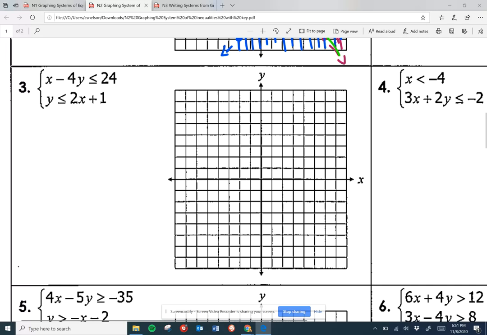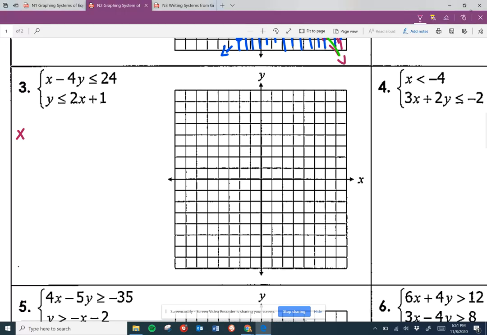Don't forget something that's always going to be important to remember. If you divide an inequality by a negative, you are going to have to flip the inequality symbol. So this would change to y is greater than or equal to 1/4 x minus 6. Okay, so my slope here is going to be positive 1/4. My b is going to be negative 6. And I have a greater than or equal to inequality sign.